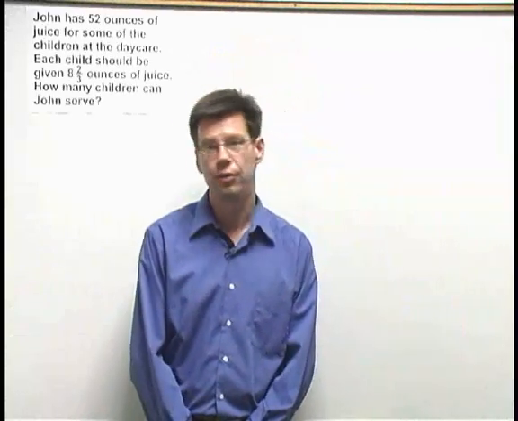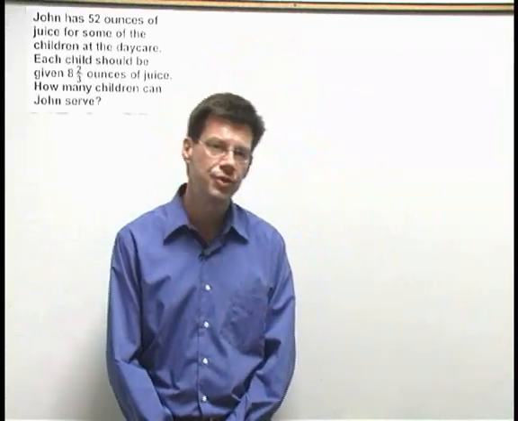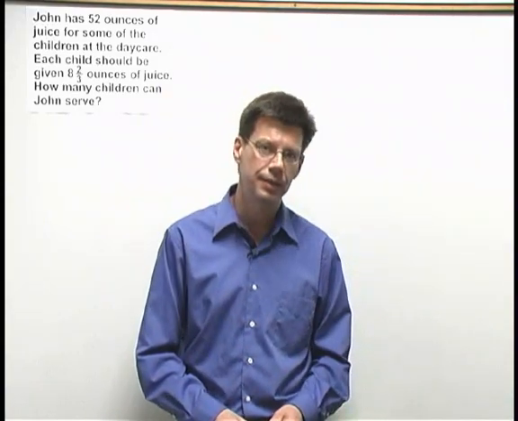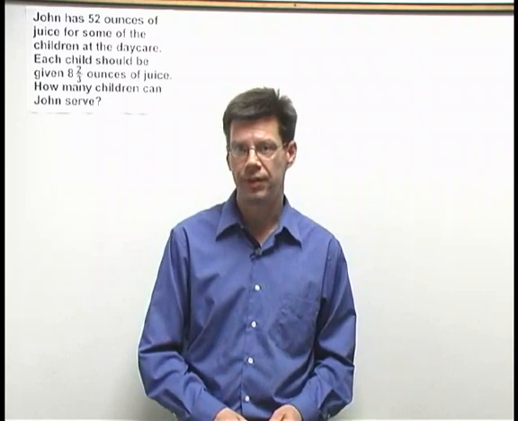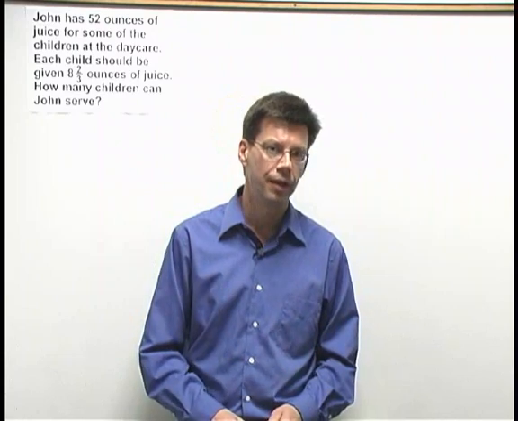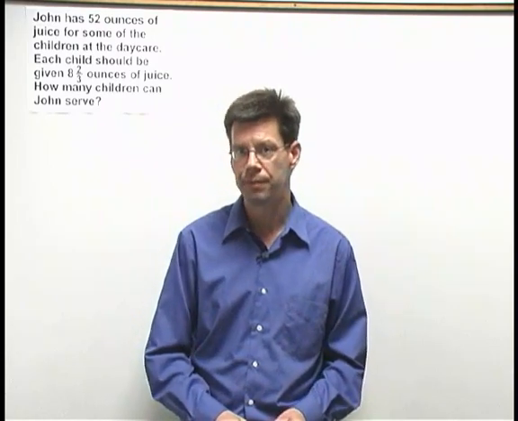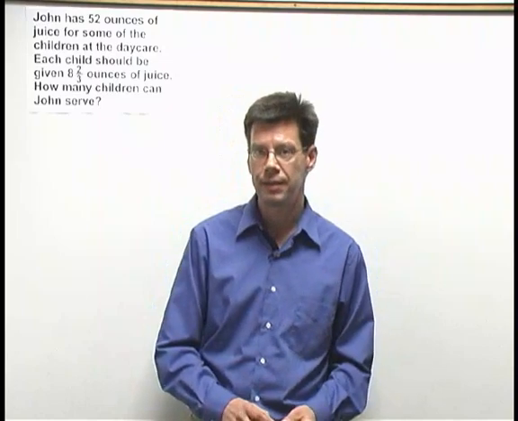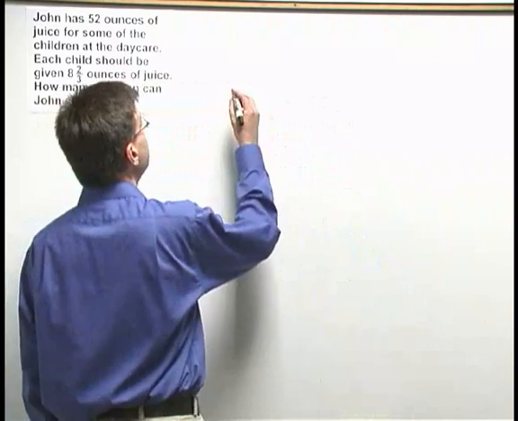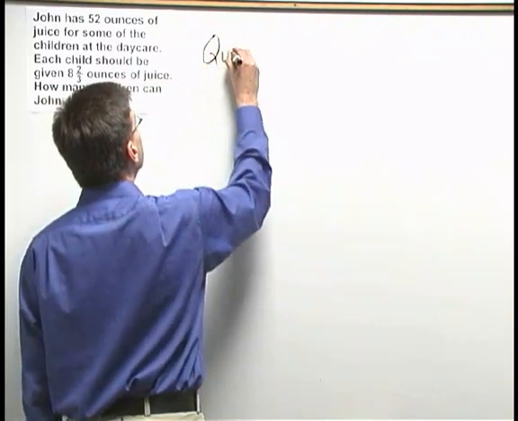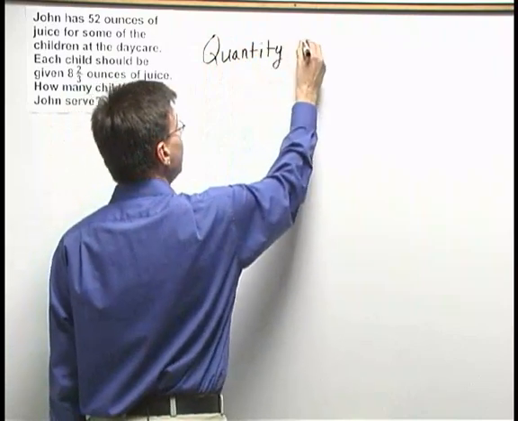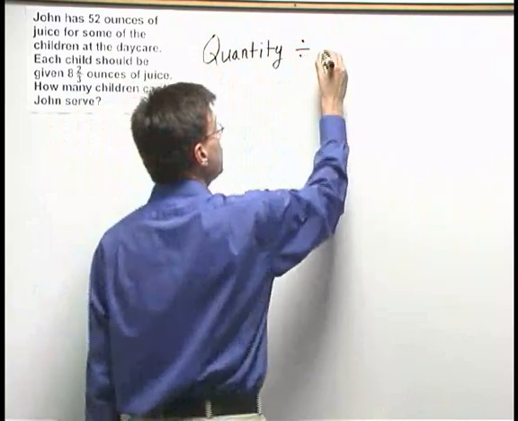This is a situation where we're taking a quantity and we're separating it into a number of equal sized parts. The quantity is the total amount of juice in the container of juice. And the equal sized parts that we're working with are the individual cups of juice. Because we're separating a quantity into parts, we want to divide here. We want to take the quantity and divide by the size of each part.